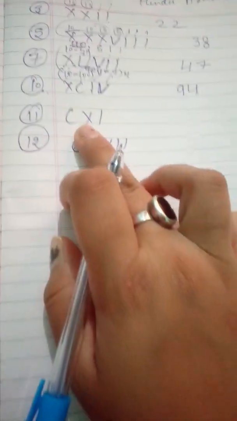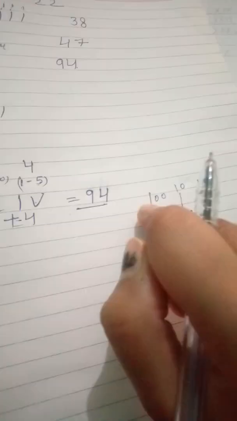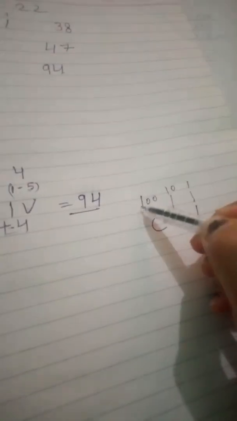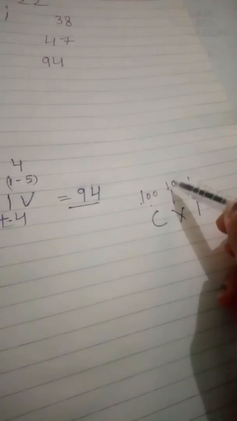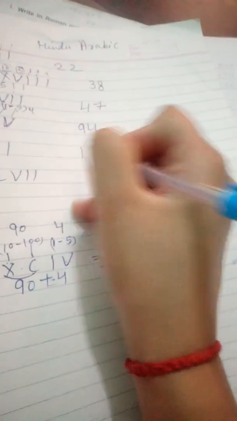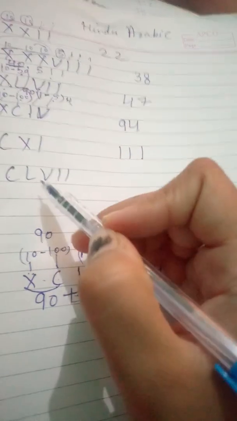Okay. Next one is CXI. C means 100, X means 10, I means 1. Now the symbol given here is greater than this, so we just add them. We need not subtract. 100 plus 10, 110. 110 plus 1, 111. 111, that's it. Okay. Now my next question is 12.